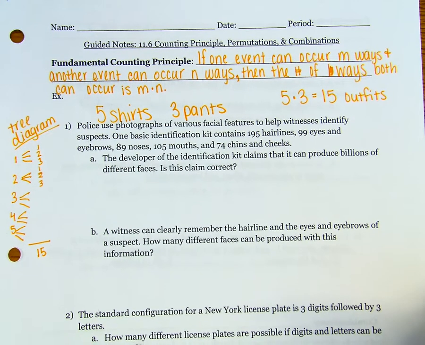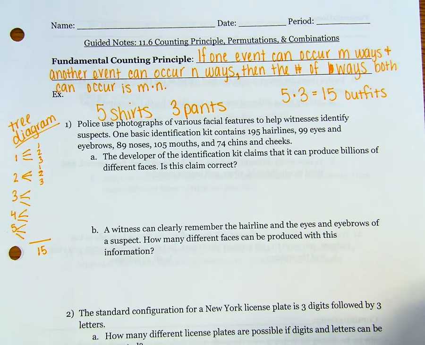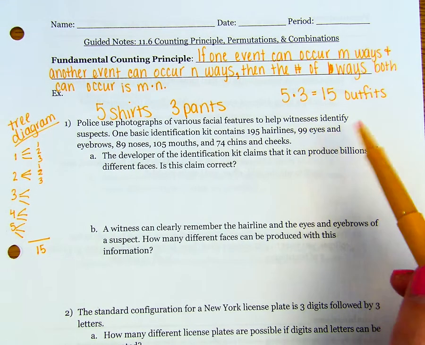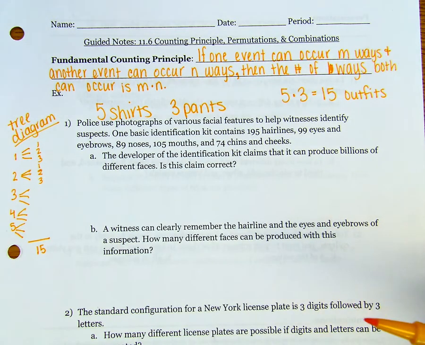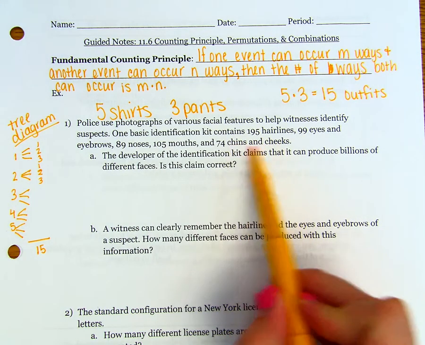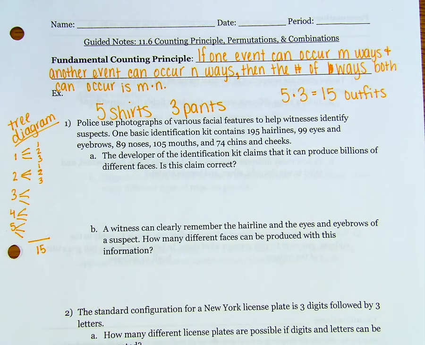So question number 1 says, police use photographs of various facial features to help witnesses identify suspects. One basic identification kit contains 195 hairlines, 99 eyes and eyebrows, so that means together in a picture is eyes and eyebrows, 89 noses, 105 mouths, and 74 chins and cheeks. Again, chins and cheeks are in the same picture, not 74 chins and 74 cheeks.